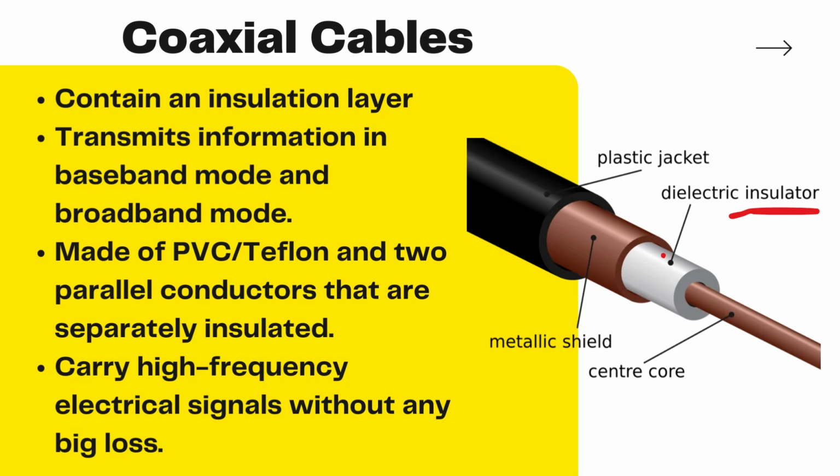Okay, let's first learn about the coaxial cables. Coaxial cables contain an insulation layer to protect them from noise and distortions. I have underlined in red on the screen the insulator. You can see its insulator is covered. That is the protected layer, and it transmits information in baseband mode and broadband mode. Coaxial cables are made of PVC or Teflon and contain two parallel conductors that are separately insulated. These cables can carry high frequency electric signals without any big data loss.